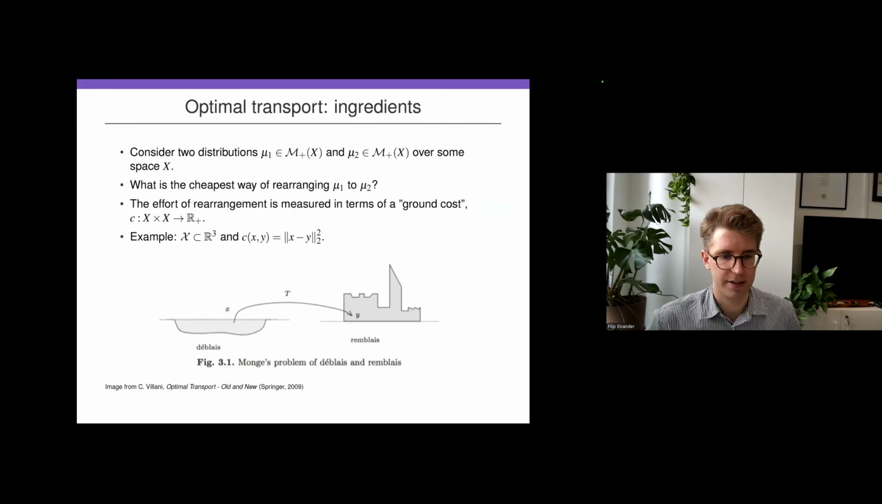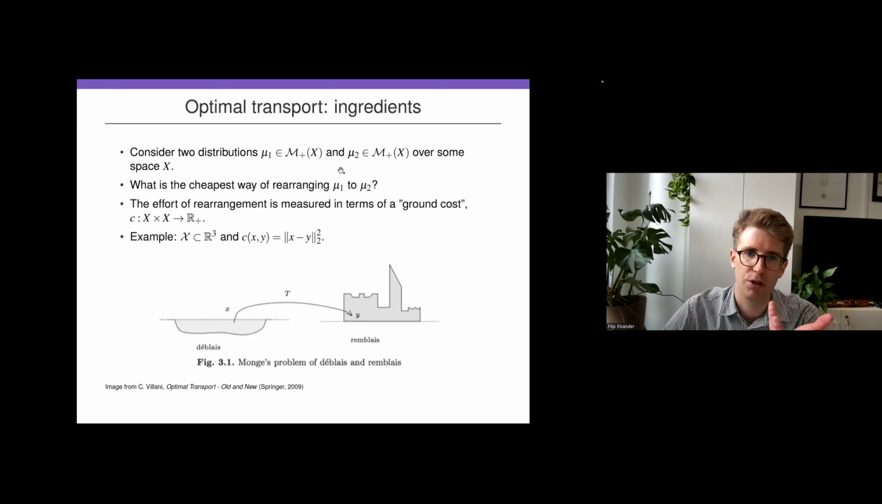It's an old subject dating from the early 1800s, and basically the problem is this. Let's say that you have two distributions, mu1 and mu2, over some space x. The question is, what would be the cheapest or easiest way of rearranging or morphing the first distribution to be identical to the other one? The way that you measure this cost of rearrangement is via something called the ground cost, often denoted C, which is a function going from the product space x with itself to the positive real numbers. Typically, you would want this to be, for example, lower semi-continuous or something like that.